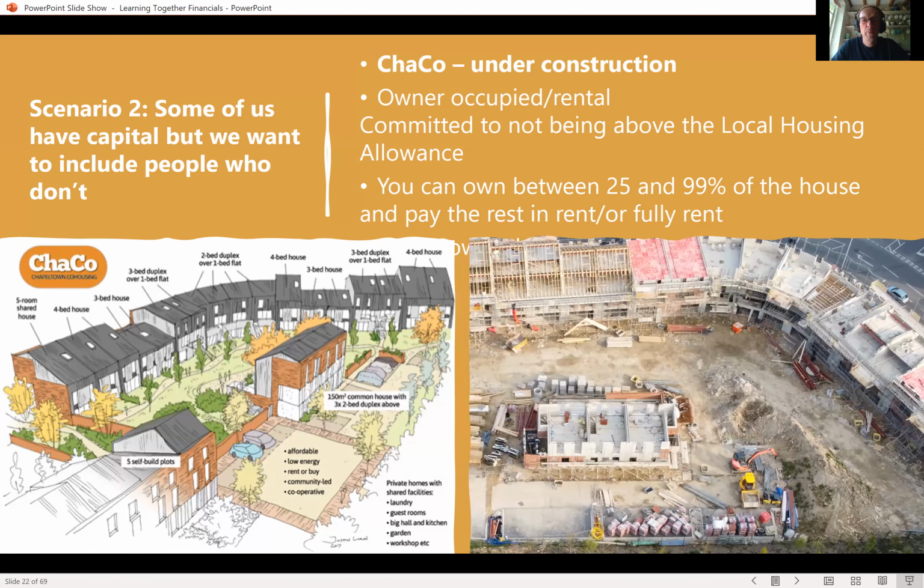So this is another project that's actually used loan stock as well. This is Chapeltown Co-housing. We had them at one of our network meetings a couple of months back.